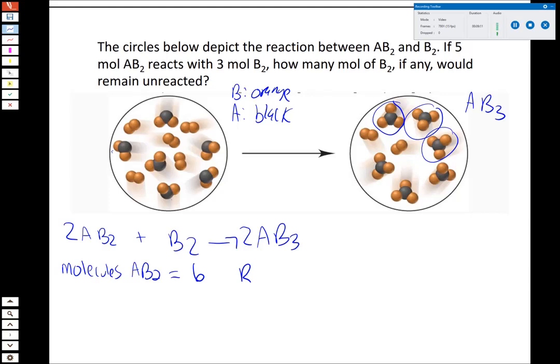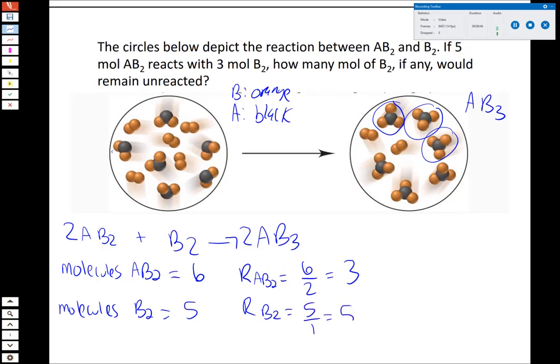And we find the molecules of each on the reactant side by looking at this picture on the left. So we have 6 molecules of AB2, and the stoichiometric ratio for AB2 is going to be 6 divided by its coefficient, which is 2, which is 3. And then for B2, our other reactant, we look at the reactant side, we have 1, 2, 3, 4, 5. And the stoichiometric ratio for B2 is going to be 5 divided by the coefficient, which is 1. And that equals 5.